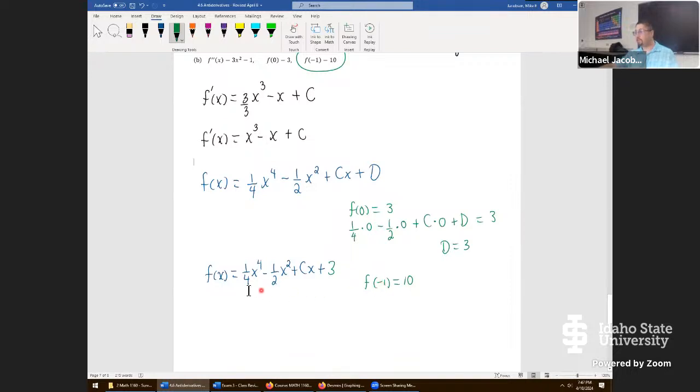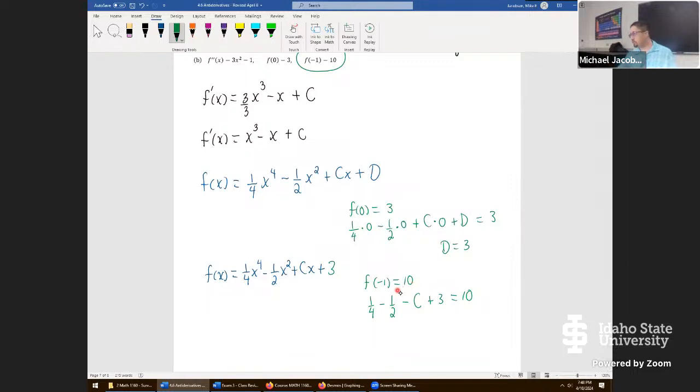-1 is going to plug into your f of x function. And so this will turn into, well, -1 to the power 4 is a positive one. So this will be just 1/4 minus 1/2. Put a -1 here. If it's power 2, that's also a positive one. So that's just going to be -1/2. Here we do have a change. This is -1 times c. I'll write it in as -c plus 3 equals 10. So it's still an annoying equation, but it's definitely manageable.